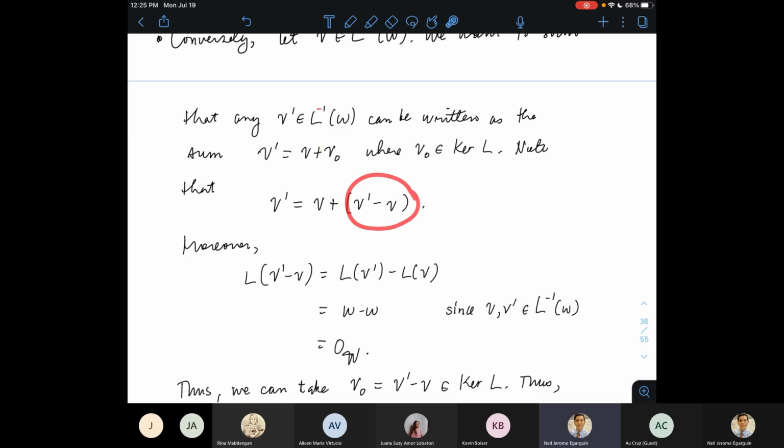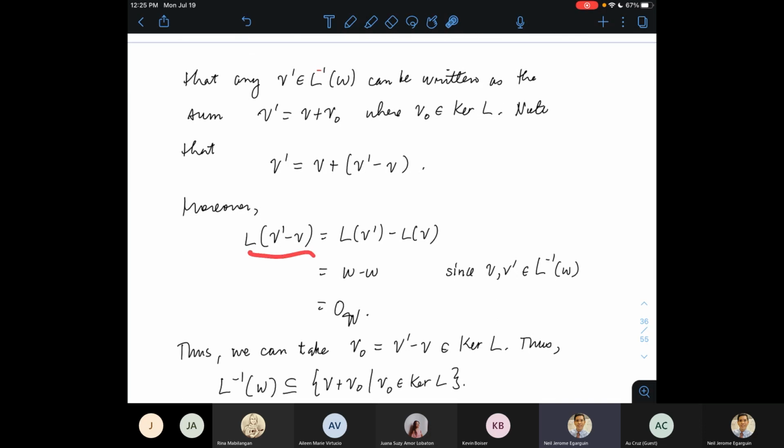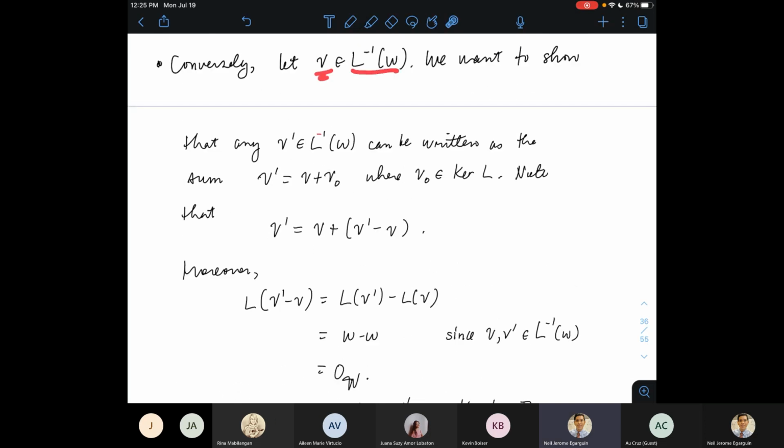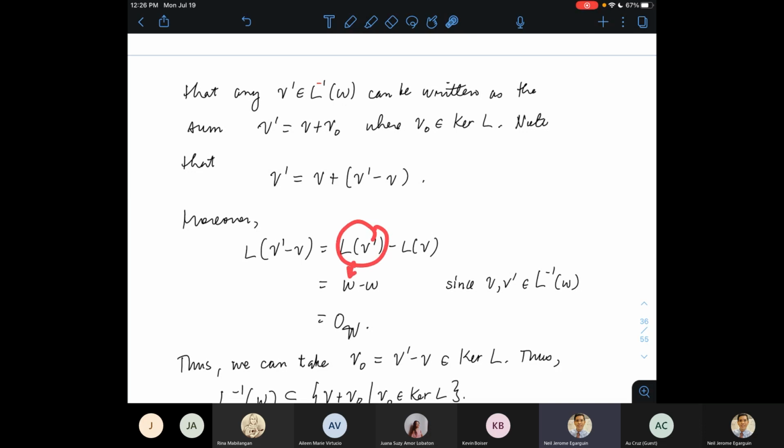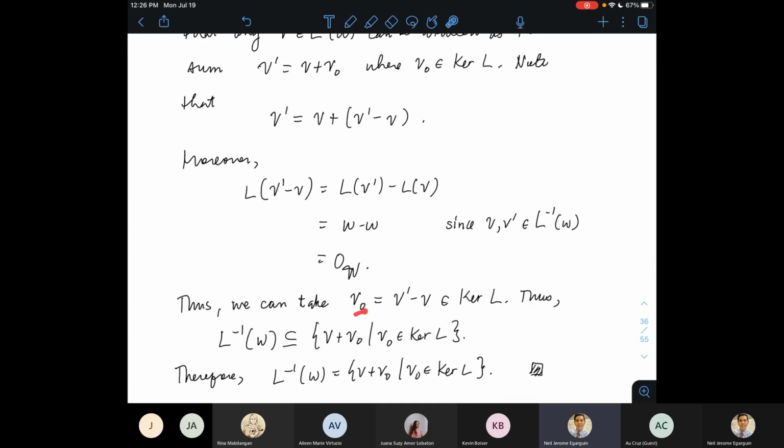So to check if indeed this is an element of the kernel, I'll compute its function value and hope that this is equal to the 0 vector in W. So from here, I'll use the linearity of L to write it as a sum. But what do we know about V prime and V? V is the fixed element of L inverse W. V prime is an arbitrary member of L inverse W. So therefore, this guy is equal to W, and this guy is also equal to W. And W minus W is equal to the 0 vector. Therefore, V naught, which is V prime minus V, is an element of the kernel.